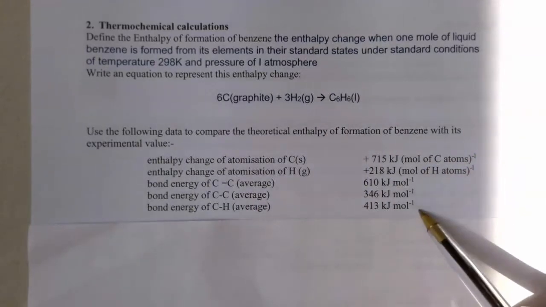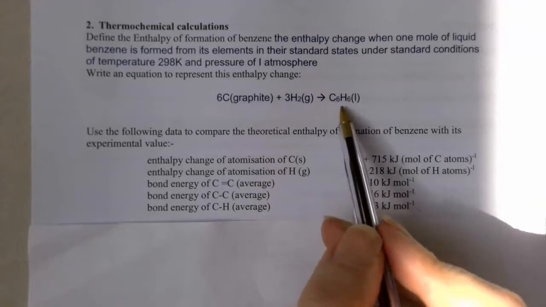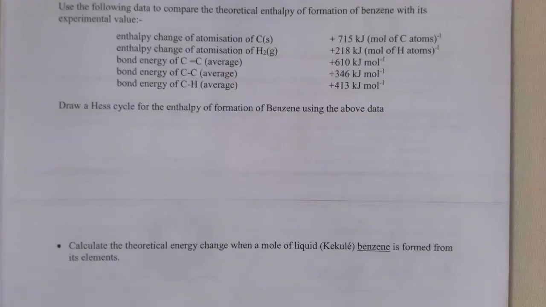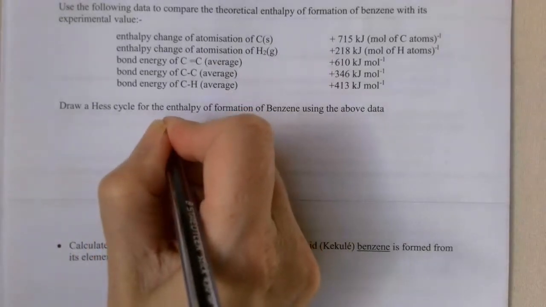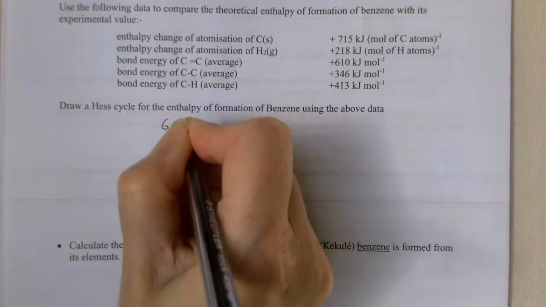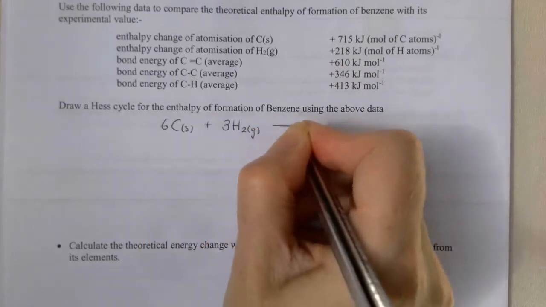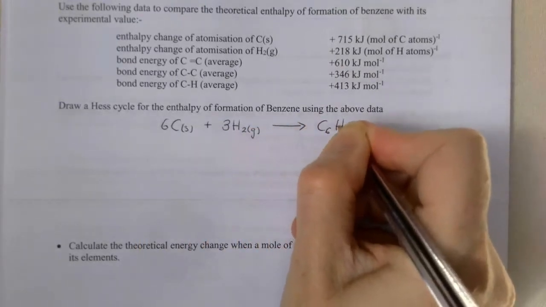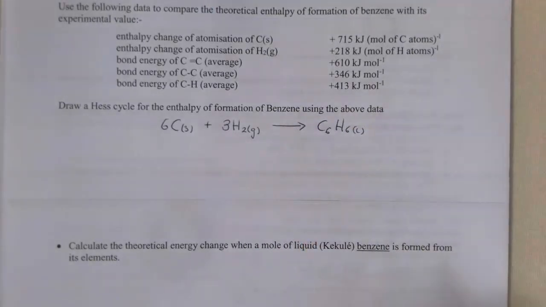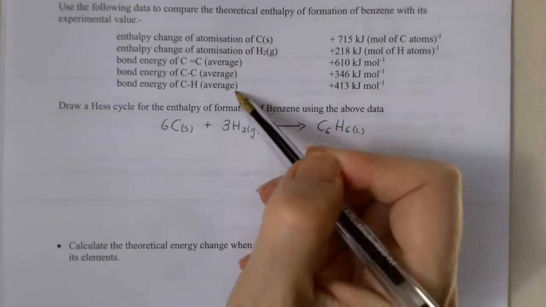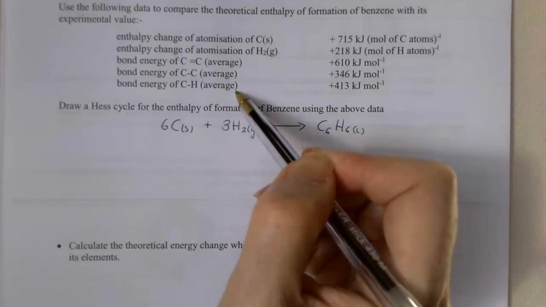And we're going to use this data to work out the theoretical enthalpy of formation of benzene if benzene is something with alternating single and double bonds. So I'm going to draw out the Hess cycle for the enthalpy of formation of benzene. So I'm just going to rewrite that equation. So I've got 6 carbon solid atoms and 3 hydrogen gaseous molecules, and that's going to make C6H6 liquid. And I've been given atomization values and bond energy values, and in all of these cases I'm going to end up with the gaseous atoms.